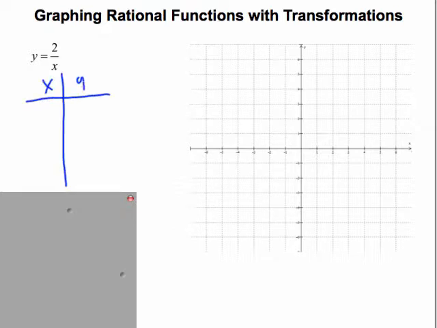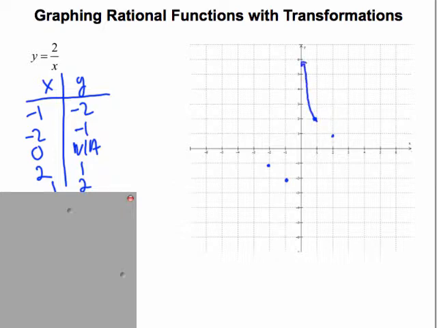I know that x can't be 0, not applicable. If x is 2, y is 1. If x is 1, y is 2. Here's a couple more. And I can plot those points. And because I know how the asymptotes work on this graph, I know that the graph looks like that. And let me just dot in my asymptotes.